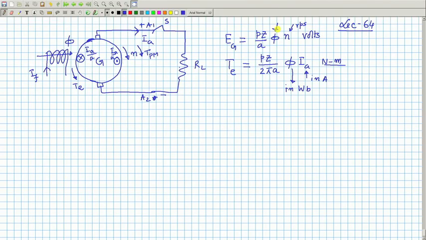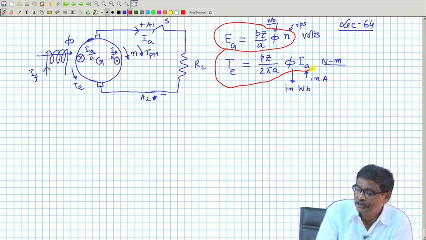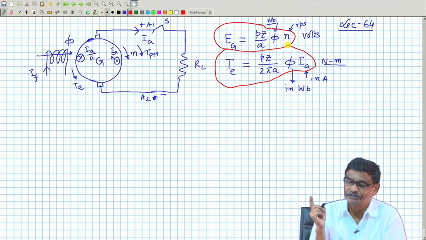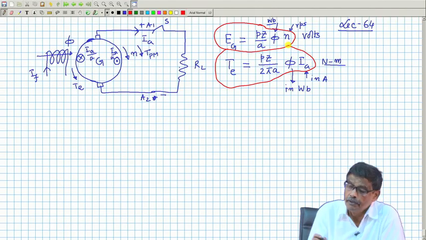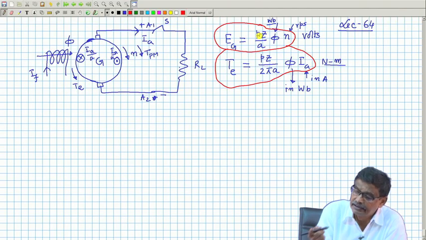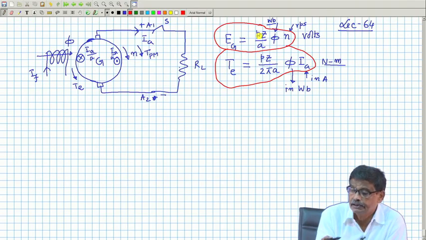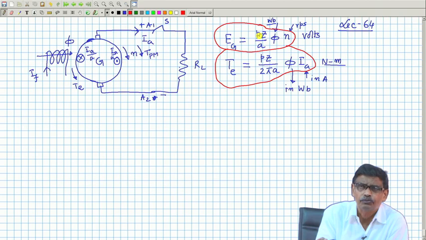Similarly, here phi is in Weber, then only it will be volts. These are the two most important equations in a DC machine. Anything you want to explain about DC machines, you cannot do without these two equations. That is why they are so vital. Remember, P z by A is a constant of a machine. Now, the constant appearing in generated voltage and the constant appearing in the torque expression differ by a factor of 2 pi. You should be very careful about it.